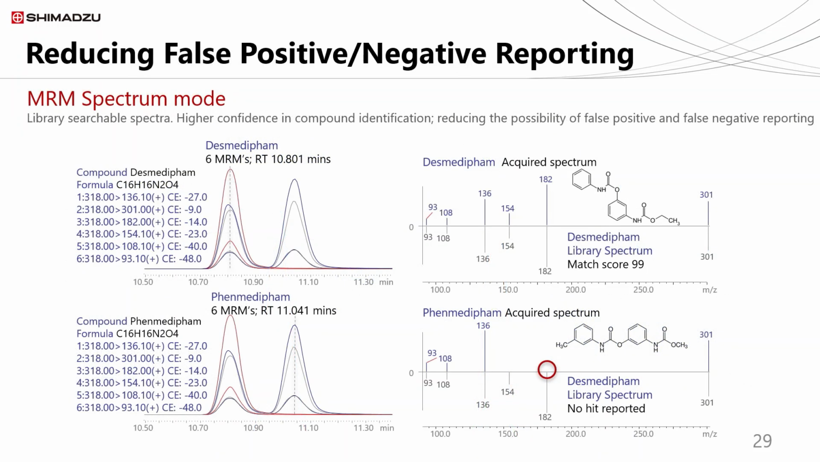MRM spectrum mode helps to reduce false positive or false negative reporting by comparing multiple fragment masses. In this example, except for a few, desmedipham and phenmedipham have similar mass fragmentation. If data was acquired for only two transitions, then there was a high chance of false reporting. With the help of MRM spectrum mode, such false reporting can be avoided. Also, if required, MRM transitions can be swapped between qualifier and quantifier to get a better result. Not only that, the peak shape of other transitions can also be checked.